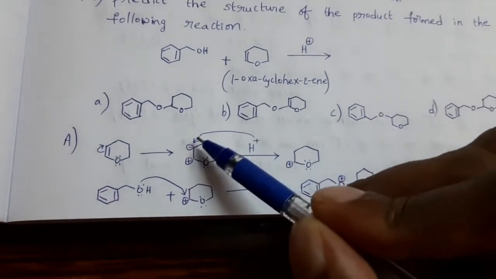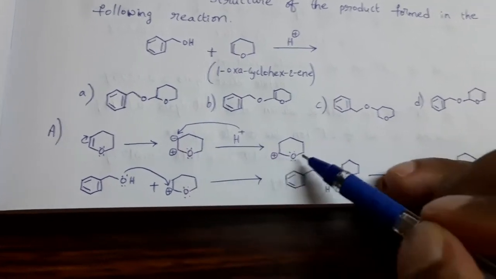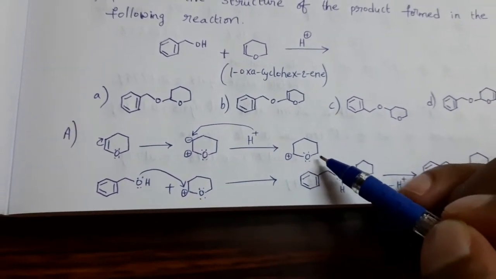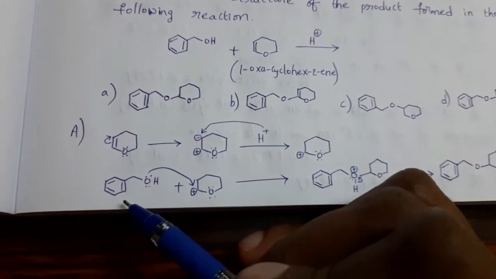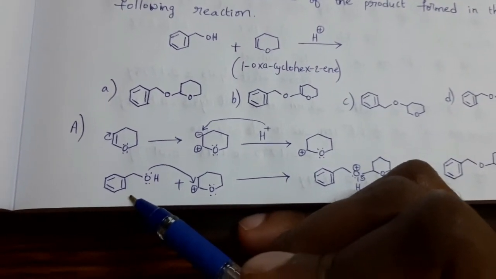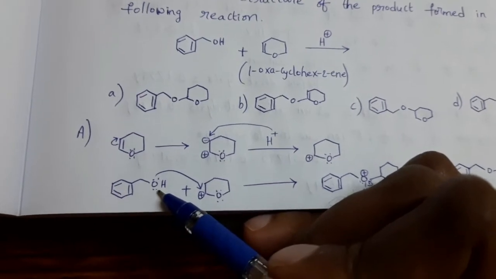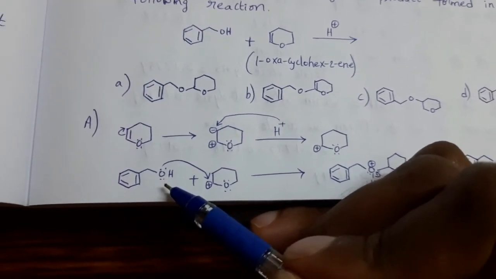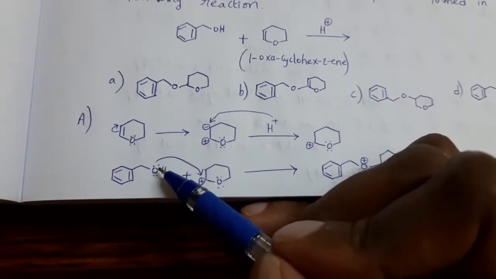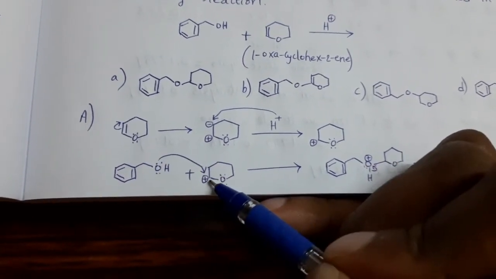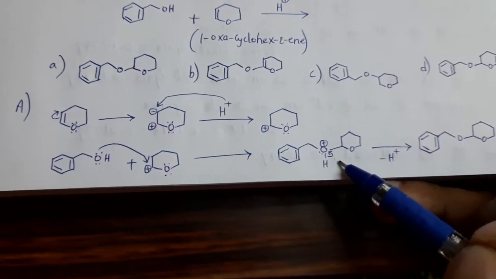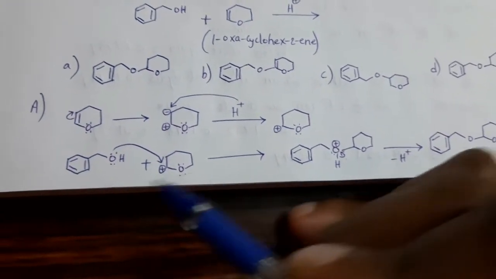Now this H plus ion attaches to this carbon. Then we can get this type of ion. Now this ion interacts with this compound, another reactant. In this, an OH group is present in the side chain. This oxygen has a lone pair of electrons. This lone pair of electrons attaches to this positive charge. Then what happens? We can get this type of ion.